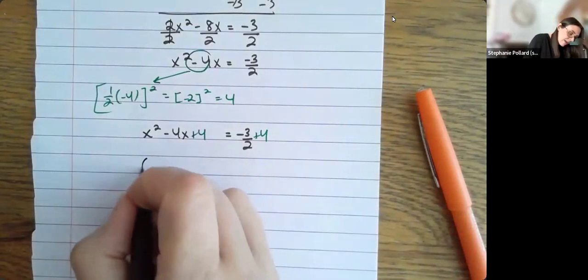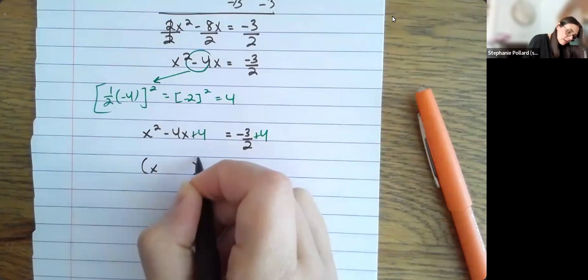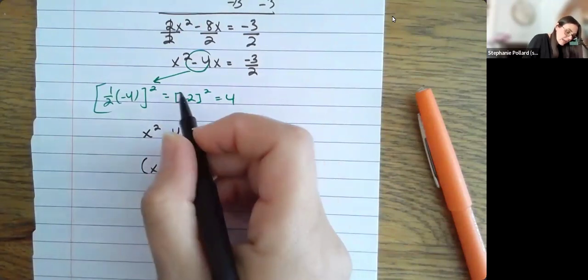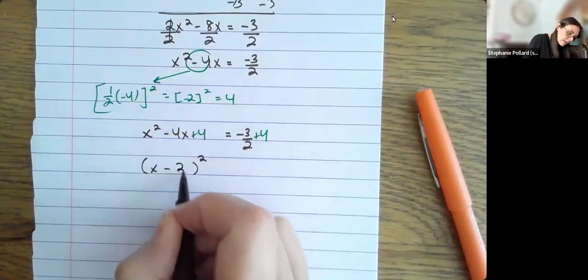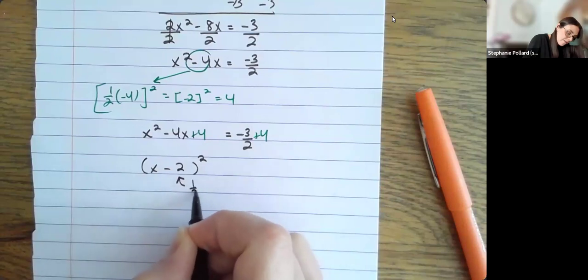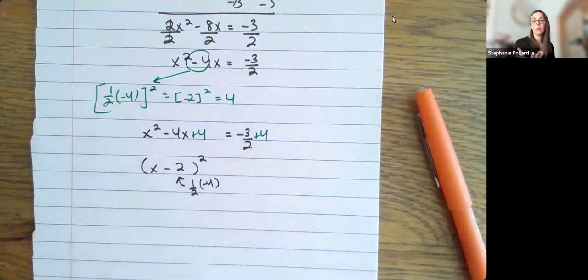Now the left side will factor as x is my variable. It's going to be squared. And then don't forget, this is going to be a -2 because what goes in here is the 1/2 of whatever the middle piece is, right? That x term. So that's going to be -2.